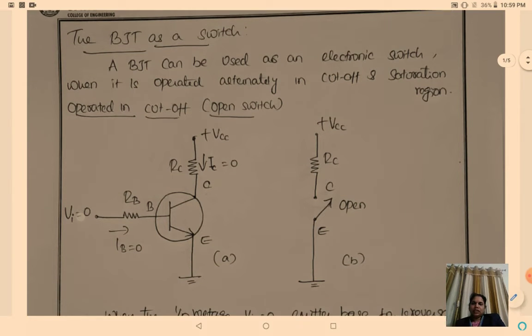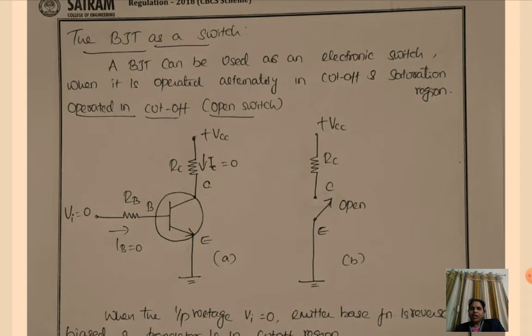So this is the circuit diagram. I have taken an NPN transistor and it is biased with the help of the input voltage Vi and the collector voltage VCC. Now I am going to make the transistor operate in cutoff region. For that, I am going to make the input voltage 0.